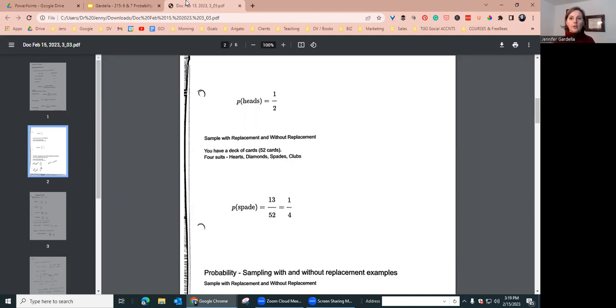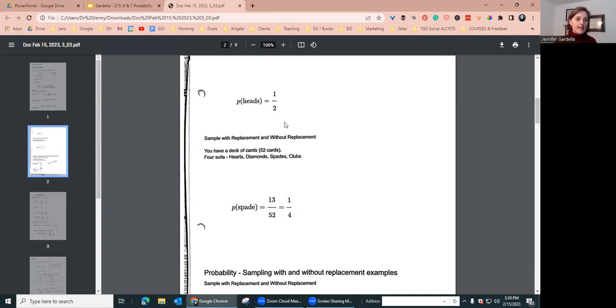So when you are flipping a coin, and in statistics, you hear a lot about weighted coins and not weighted coins. If you are flipping a not weighted coin, you have a probability of getting a heads or a tails. So the probability of getting heads is 1 over 2. You could also say it's 0.5, that's 1 divided by 2 is 0.5, or you can say there's a 50% chance of getting a heads.